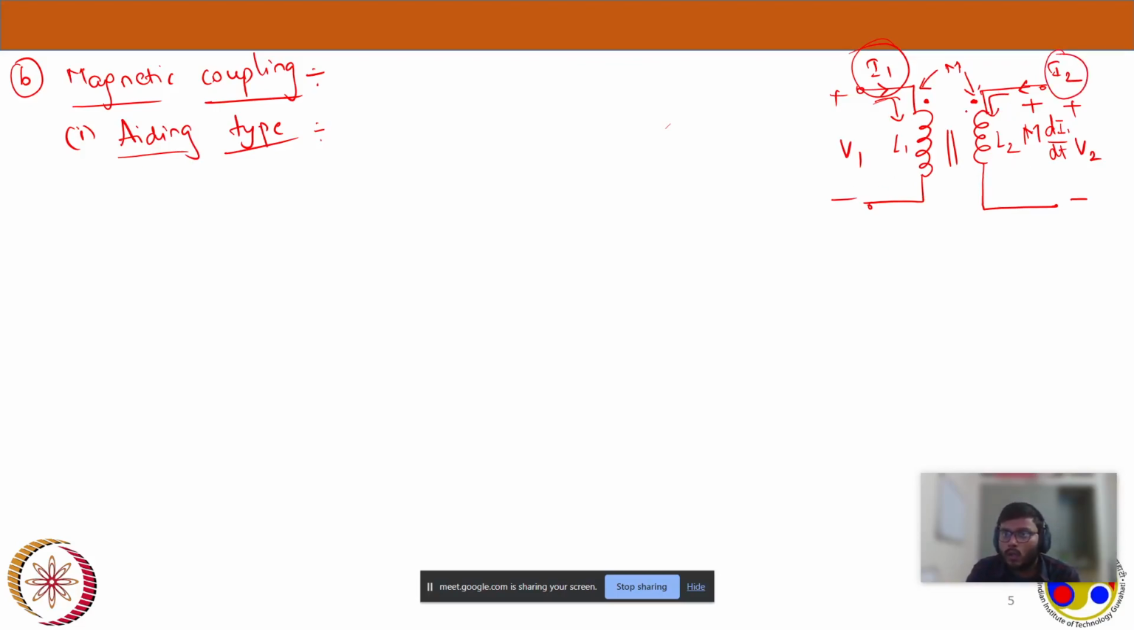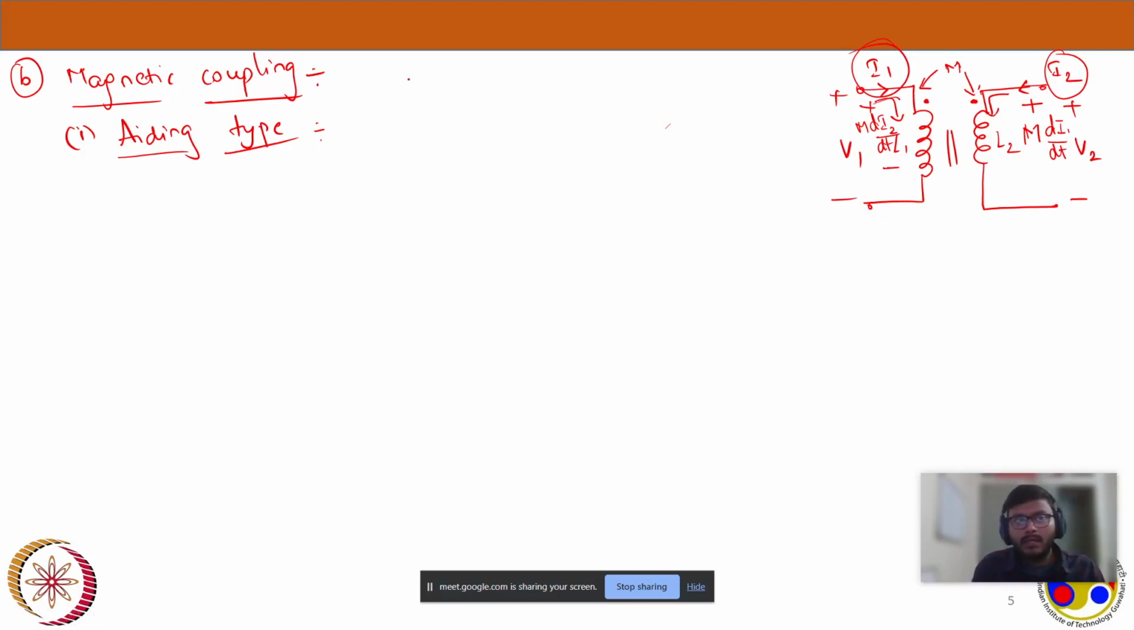I2 is also entering this coil at the dot. So it will induce a voltage in L1 where the magnitude will be M di2 by dt. The polarity will be plus at the dot here, minus at the other terminal here. Simple. Now this is the aiding type of connection. Why is it aiding type? We will see now.